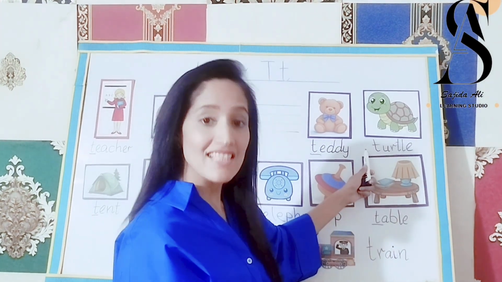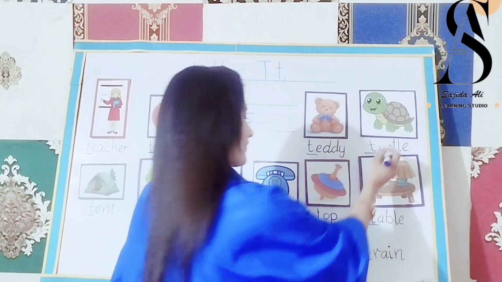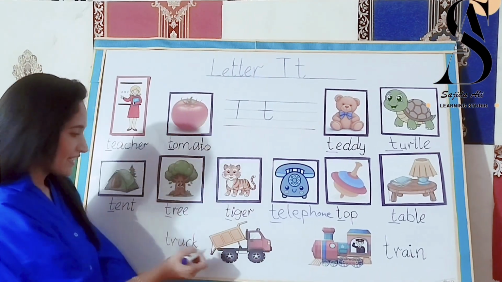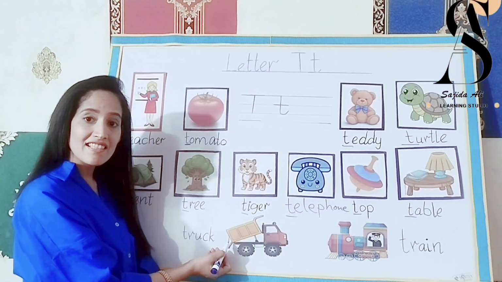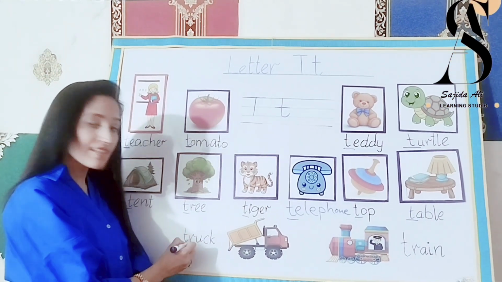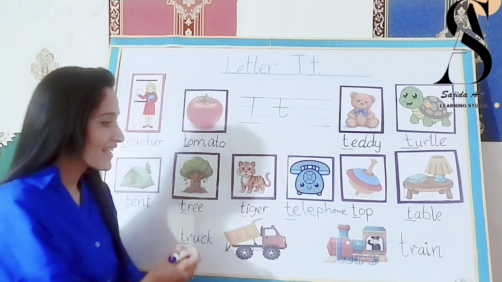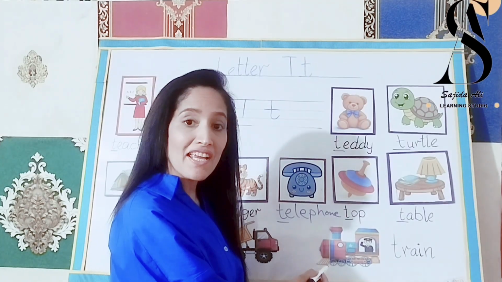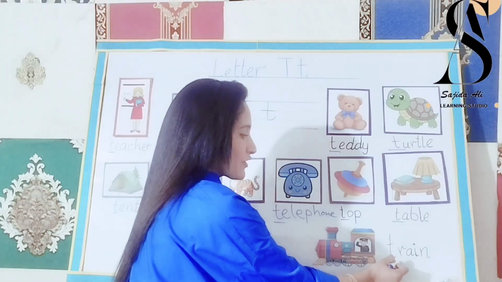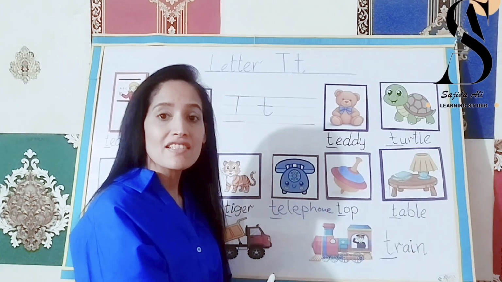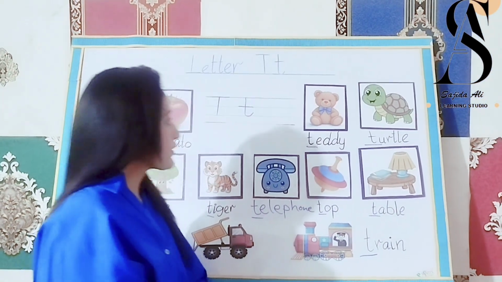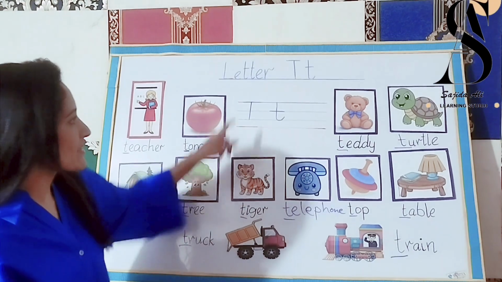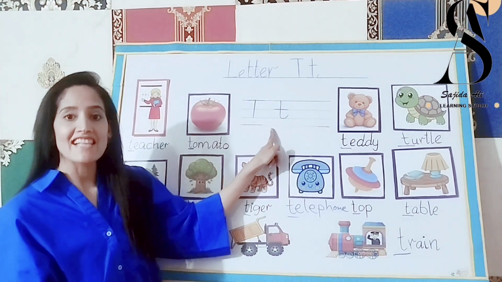T, turtle. Here you can see it's a truck. T, truck. And this is train. T, train. So we have learned letter T. T says T.